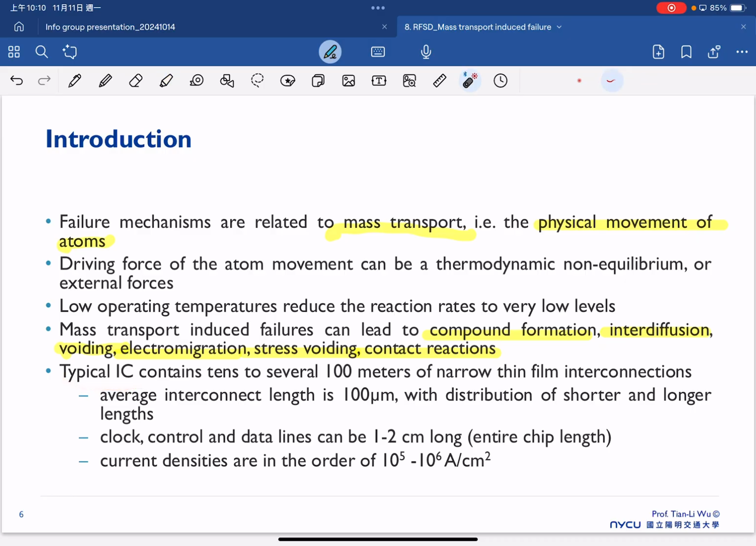And a typical IC contains 10 to 700 meters of narrow thin-film interconnection line. So if you try to really count how long our interconnection line is in our product, actually the interconnection line inside our product is much longer than you expect. It's actually on the order of several hundred meters of interconnection line in one product. And the average interconnection line is around 100 micrometers. And if you consider the typical data line, typical cable line, that can be 1 or 2 centimeters long, and this will also cause the current density on the order of 10^5 or 10^6 amp per centimeter square.